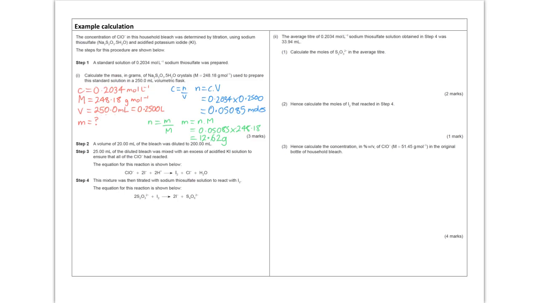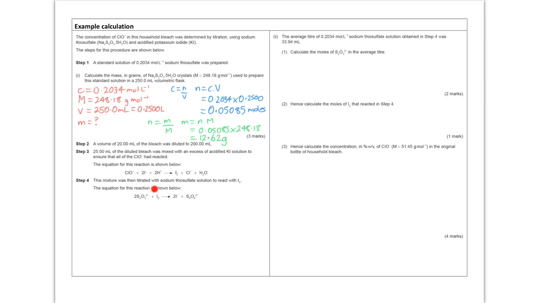grams. Okay, so then a volume of 20 ml of the bleach was diluted to 200 ml, so 20 ml of the original bleach was diluted to 200 ml. Then 25 ml of the diluted bleach was mixed with an excess of acidified potassium iodide solution to ensure that all of the ClO- had reacted. The equation for this reaction is shown below, so ClO- plus 2 iodide plus 2H+ forms iodine plus a chloride ion plus water.